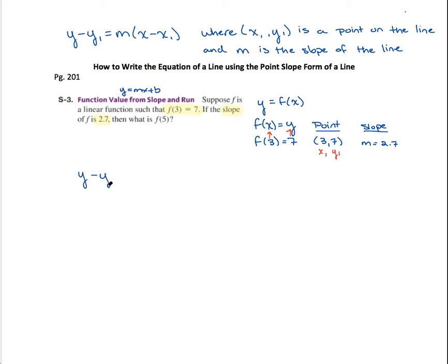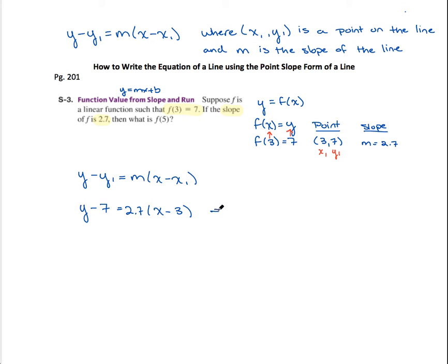So let me just rewrite that point-slope form down here again. And then now all we're going to do is just substitute our point and our slope, and then rewrite the form in slope-intercept form, which is this form right here. So that's slope-intercept form. Okay, so let's go ahead and start our substitution. Right, y minus 7, and when our slope is 2.7, x minus 3. Okay, so notice all I did was just substitute my point into the point-slope form. And then now I'm going to just clean this up.